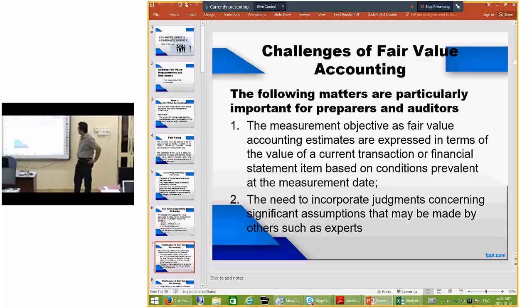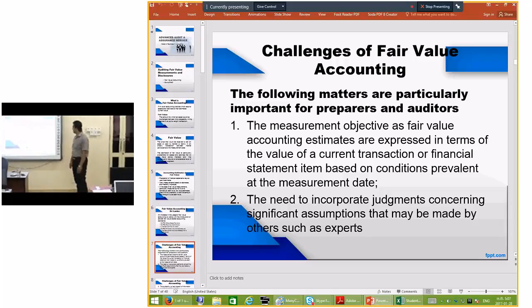The measurement, now these are very important points. The measurement objective: fair value accounting estimates are expressed in terms of the value of current transactions of financial statement items based on conditions prevalent at the measurement date. So we will estimate the fair value based on the current situation, right? The need to incorporate judgments concerning significant assumptions that may be made by management or others such as experts. So that's what I told you. If you want to get the expertise knowledge, support, get it, and do the correct fair value measurement.